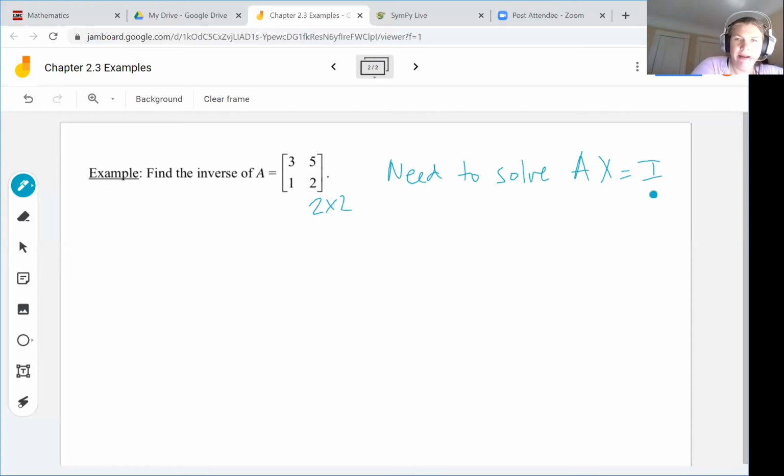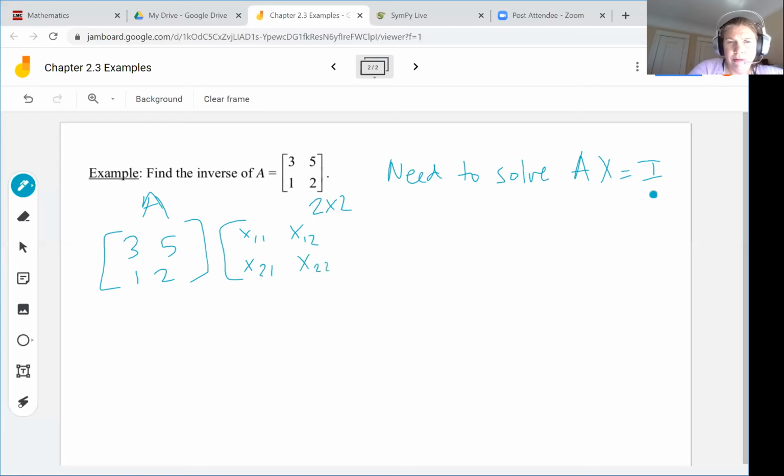So we can say matrix A here times matrix X, which we'll call X11, X12, X21, and X22, so the location of all those values inside is the 2 by 2 identity matrix. All right, so this gives us 4 equations if we go through our matrix multiplication.